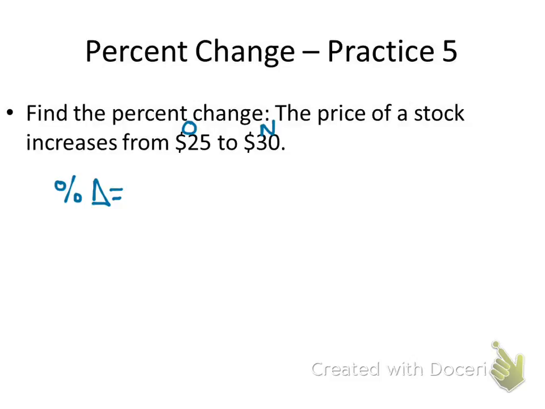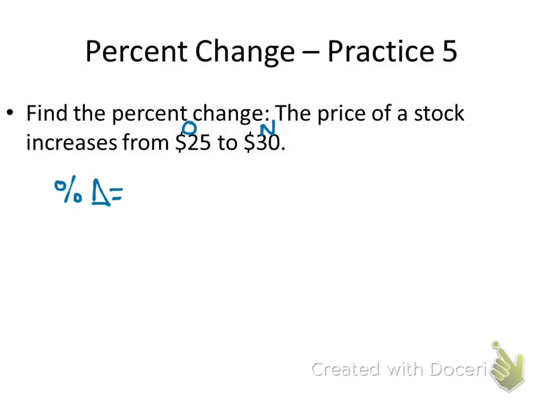So new is 30. It'd be 30 minus 25. I don't even have it typed in my calculator yet. You're beating me. Do you have it written? Put a percent behind your 100. Not by 5. What's that old number? Not 5, but it's 25.